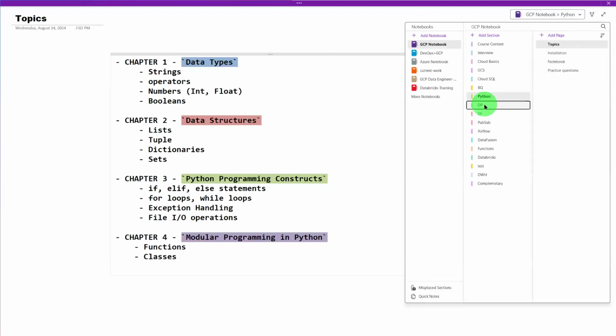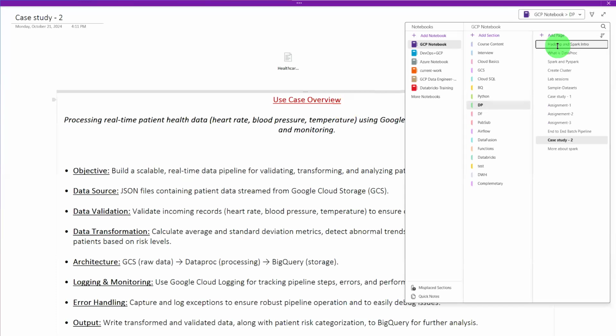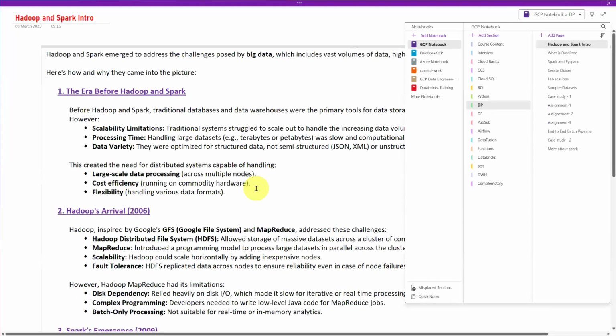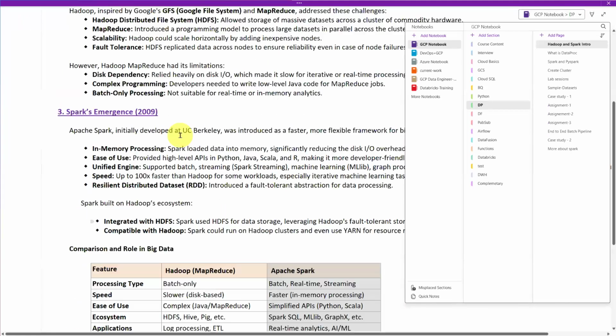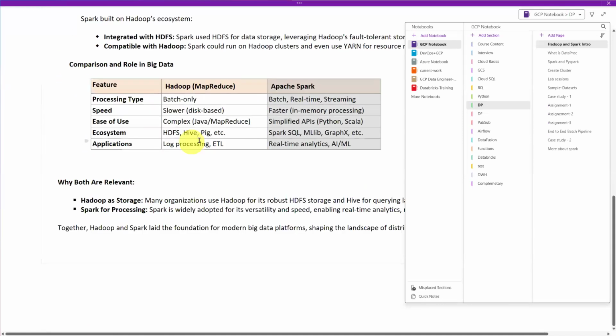And once Python is covered, that's where we are going to enter into data pipeline creation using Hadoop. What is Hadoop? How the era of Hadoop and Spark came. And why Spark came into the picture. How Hadoop came into the picture. How Spark came into the picture. What is the difference between Hadoop and Spark?